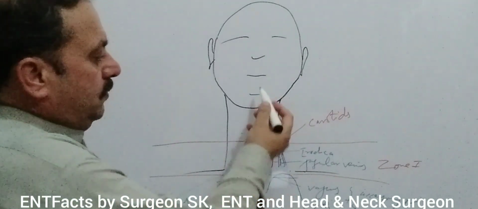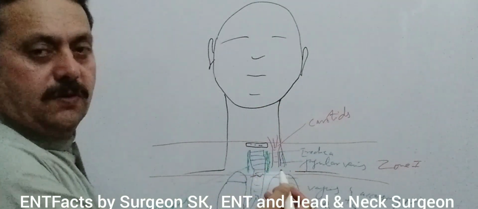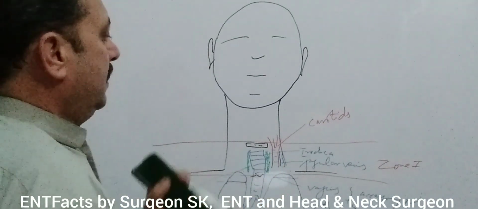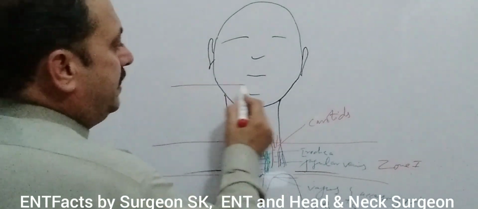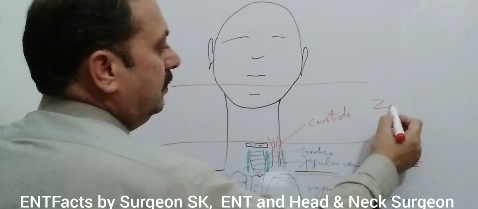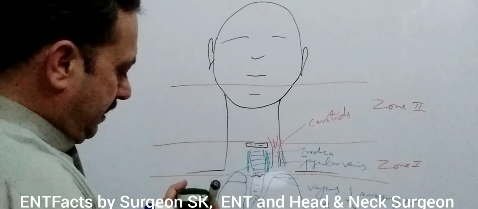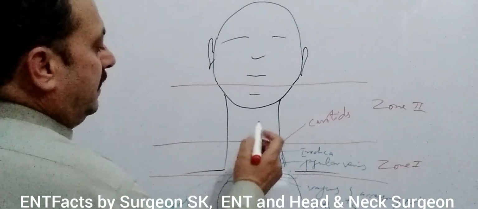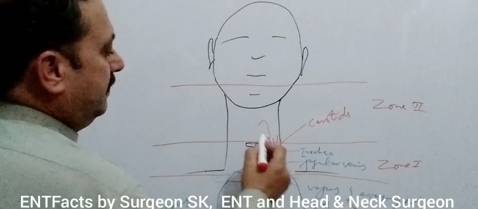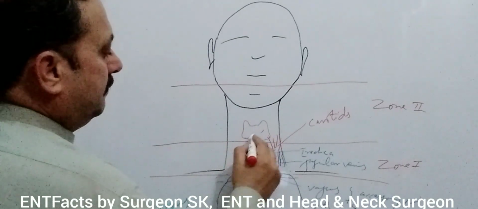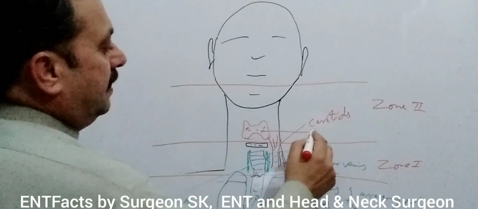Now go up from the first zone. You see from the cricoid above to the angles of the mandible, as I mentioned before, is zone 2. In this zone there is the thyroid gland.